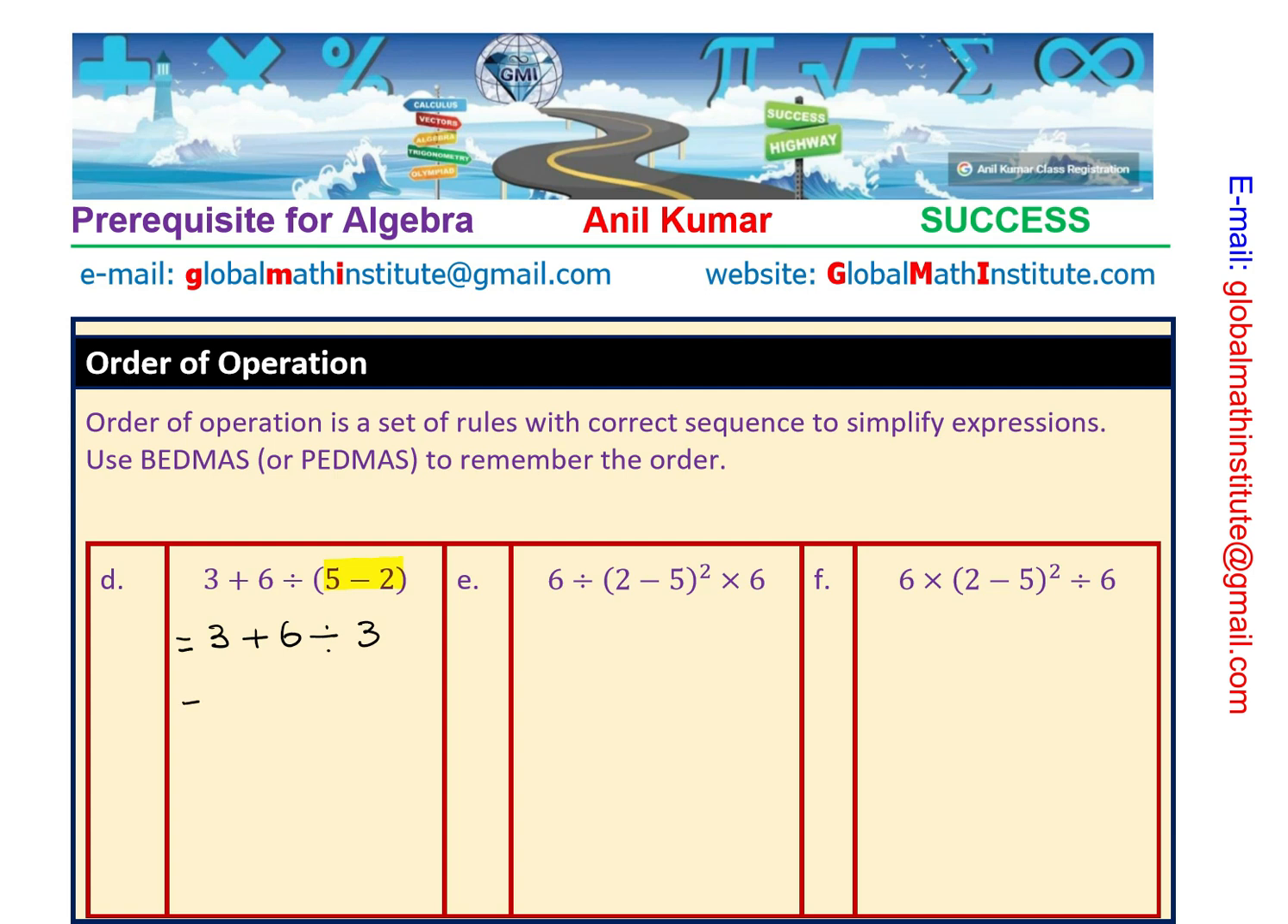Now, as you can see, division comes before addition. So we'll rewrite this as 3 plus 6 divided by 3, which is 2, and the answer will be 5. Perfect. That is the correct way of doing it. Another practice question for you. You can always pause the video, answer these questions, and I hope it helps.